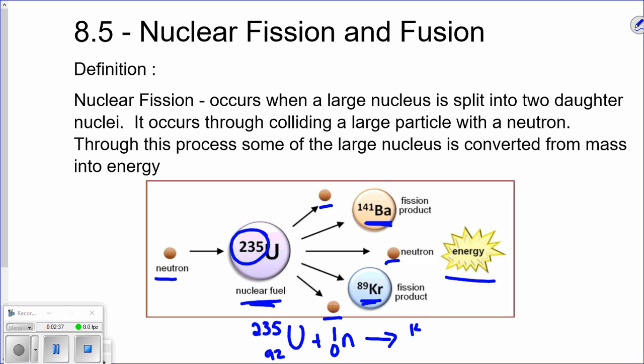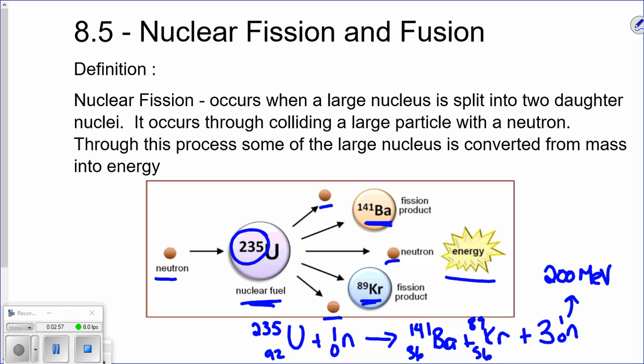We're creating the following elements. So we have barium-141, 56 is the atomic number. Krypton, 89 mass, and 36 for atomic number. And I have three neutrons. It also shows me that I have 200 mega electron volts of energy. That would be the amount of energy released for one fission reaction.